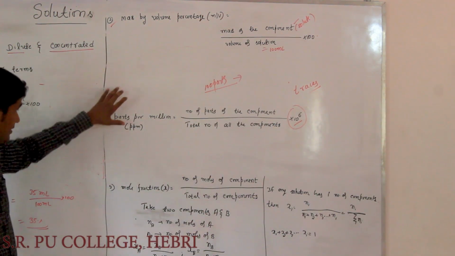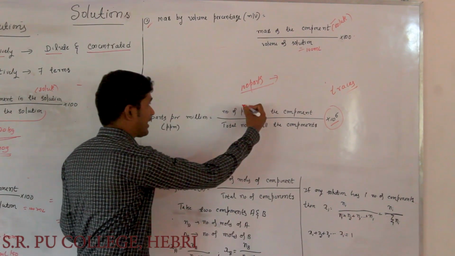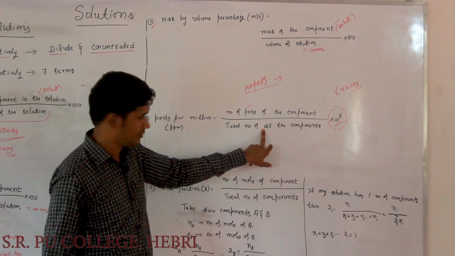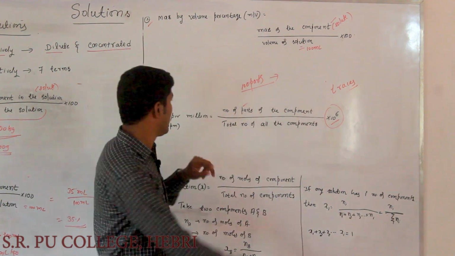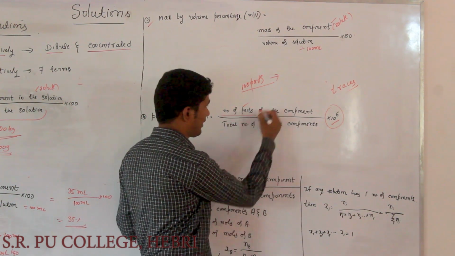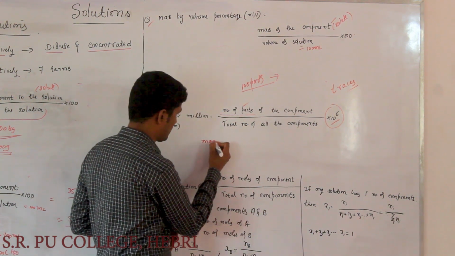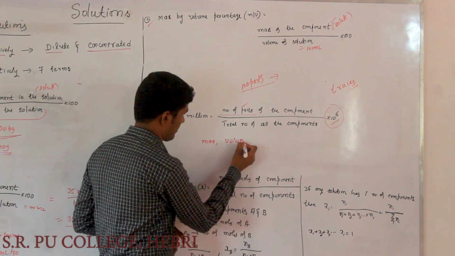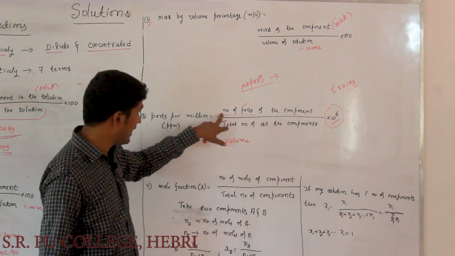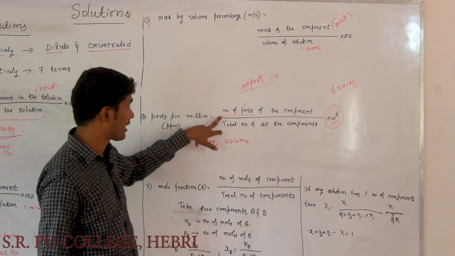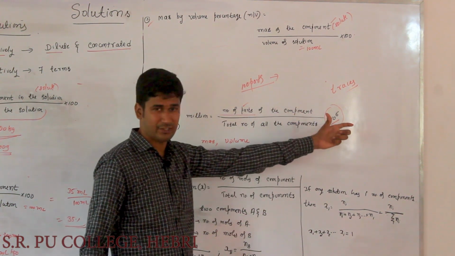So how do you calculate parts per million? The formula is very similar to the previous one. Here we take the number of parts of the component to the total number of parts of all the components, multiplied by 10 to the power of 6. You can express these parts as mass or volume. No need to always take the number of parts. Instead, we can take the mass of the component to the total mass of all the components in a millionth part of the solution.